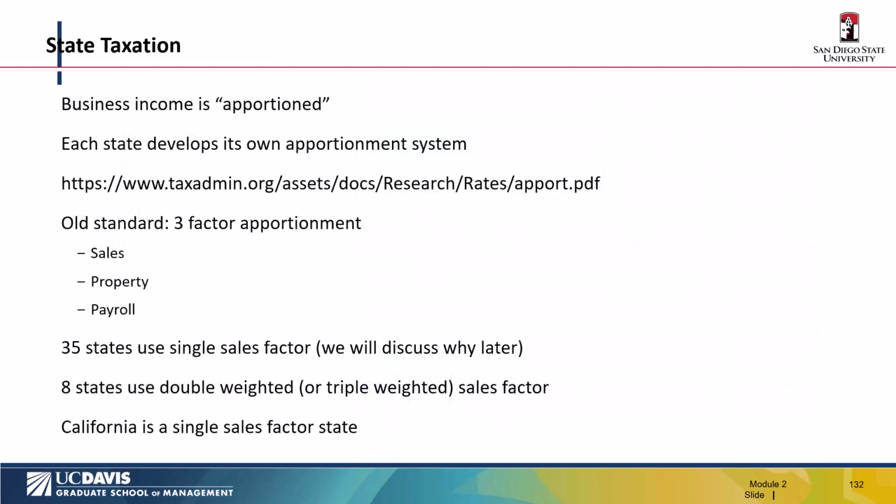Okay, so how do we apportion income? Well, each state develops its own apportionment system. I've linked in the slides. You can go there and see what each state does. So let's start with the history of apportionment, even though hardly anyone uses this anymore.